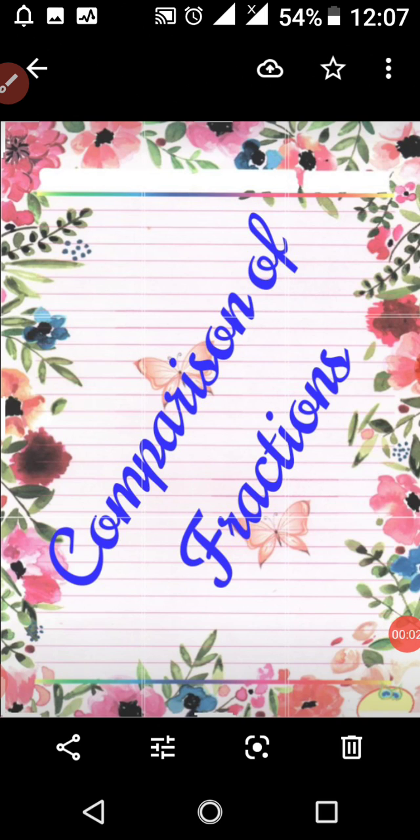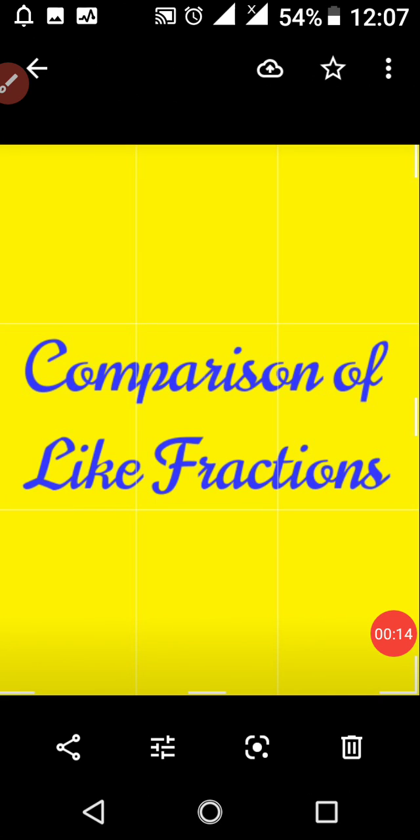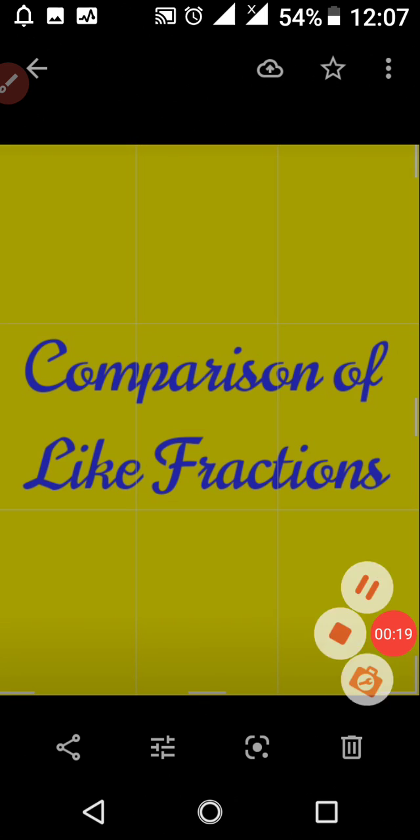Today we will learn comparison of fractions. Already we have learned types of fractions. Today our topic is comparison of fractions. First we will learn how to compare the like fractions. We have studied the comparison of like fractions in the last grade.